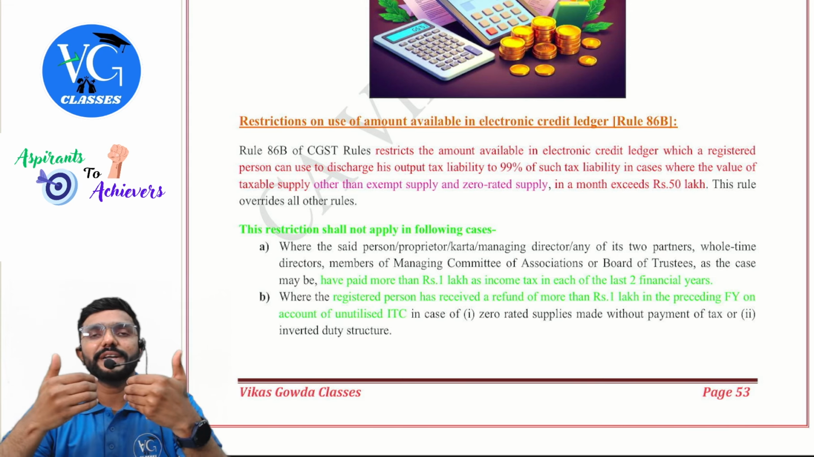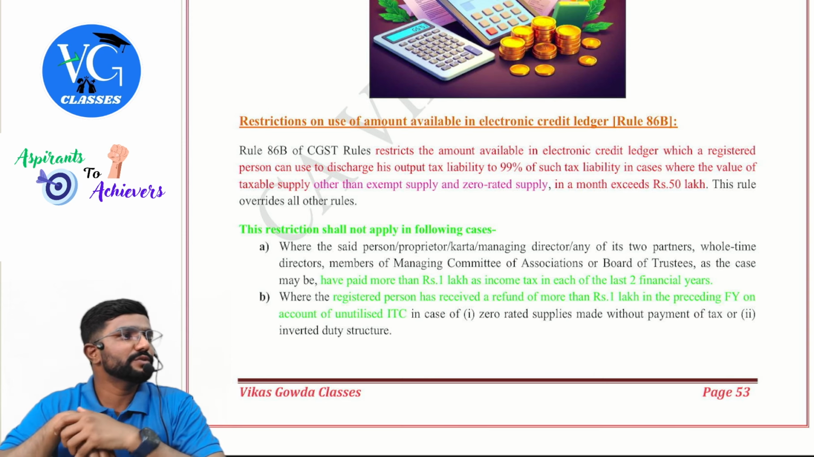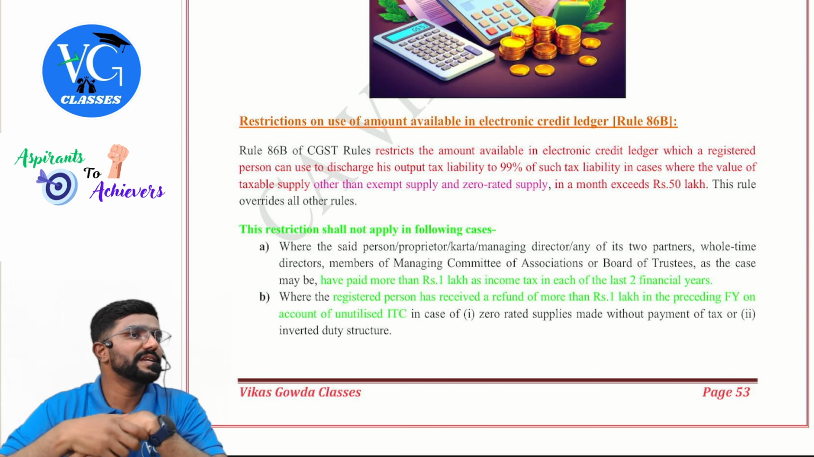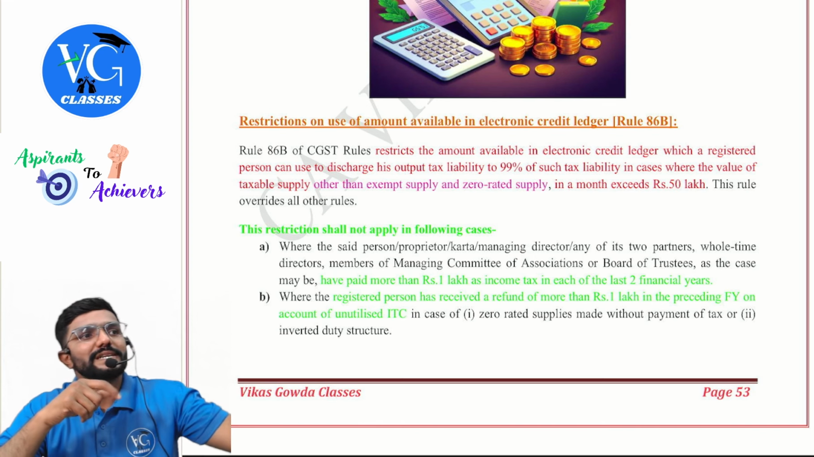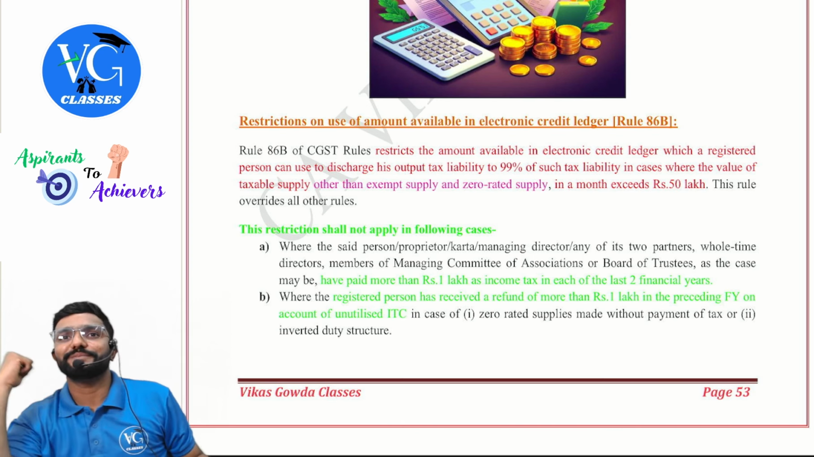See, if I have ITC which I couldn't use, normally I will carry forward it to the next month. But only in 2 scenarios they will give a refund of it. When is it? Sir, when my outward supply is zero rated and I am not paying tax on it. So can I claim the refund of my input tax? Yes. Next is inverted duty structure. Inverted duty structure means the tax on my inward supply is more than the tax on my outward supply. Sir, on my inward supply, the tax rate is 18%.